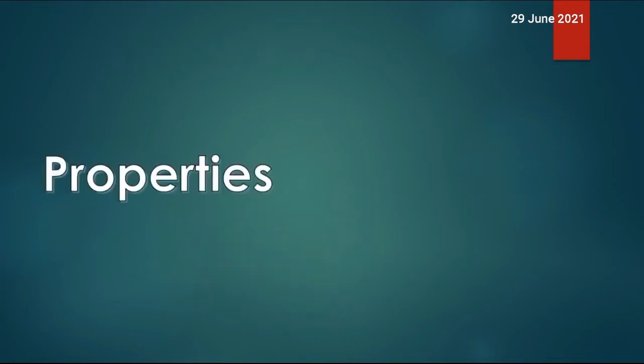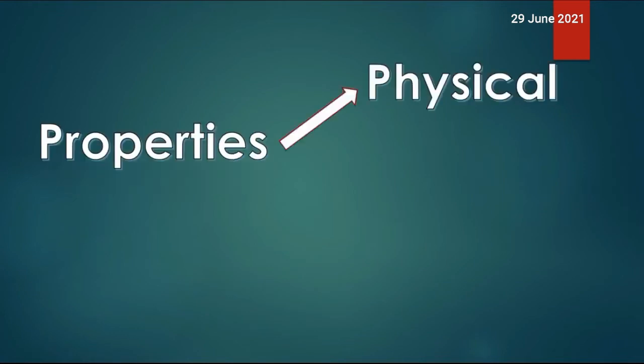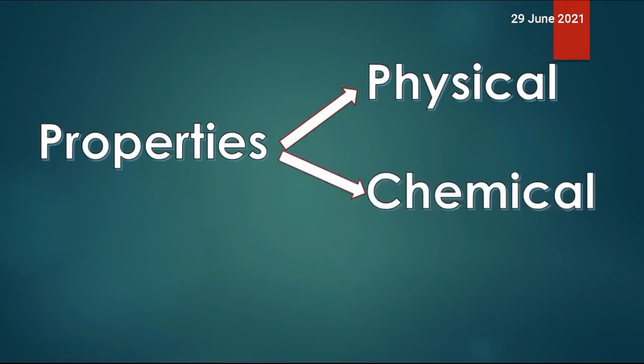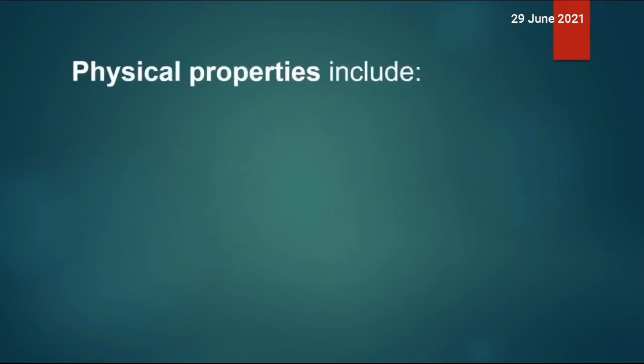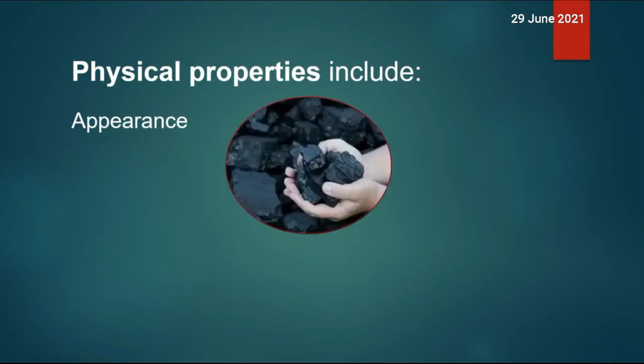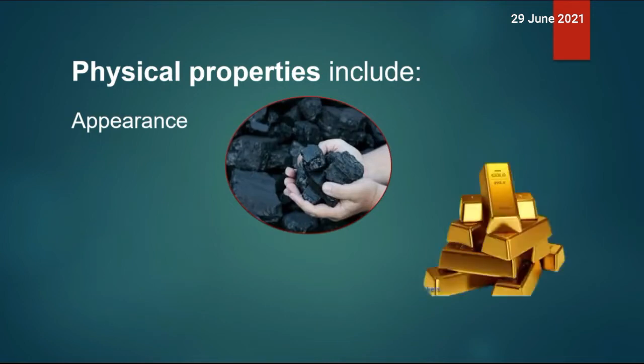Properties are again divided into physical properties and chemical properties. Now again, what are they? What do you mean by physical property and what are chemical properties? By physical property we mean how it appears. So its appearance. For example, coal appears black, whereas gold is yellow and shining. This is its appearance.